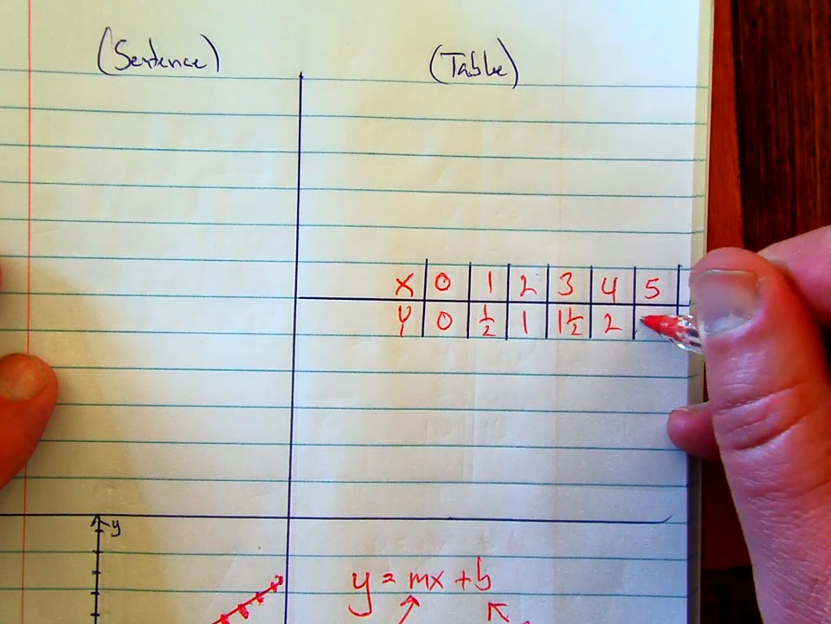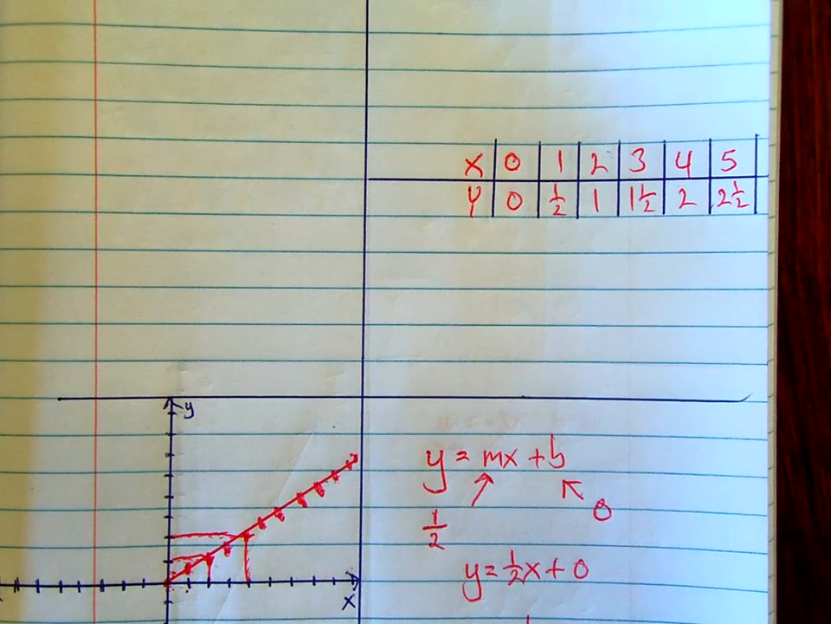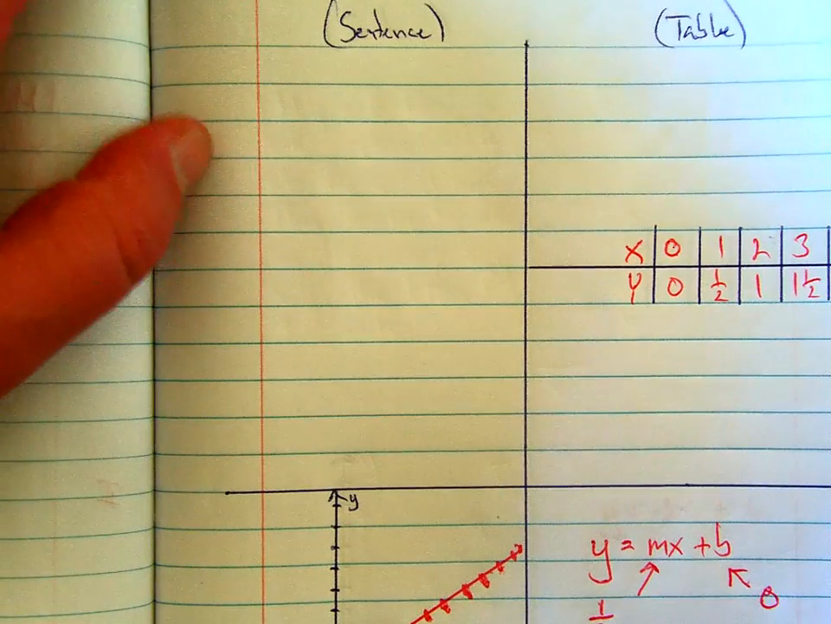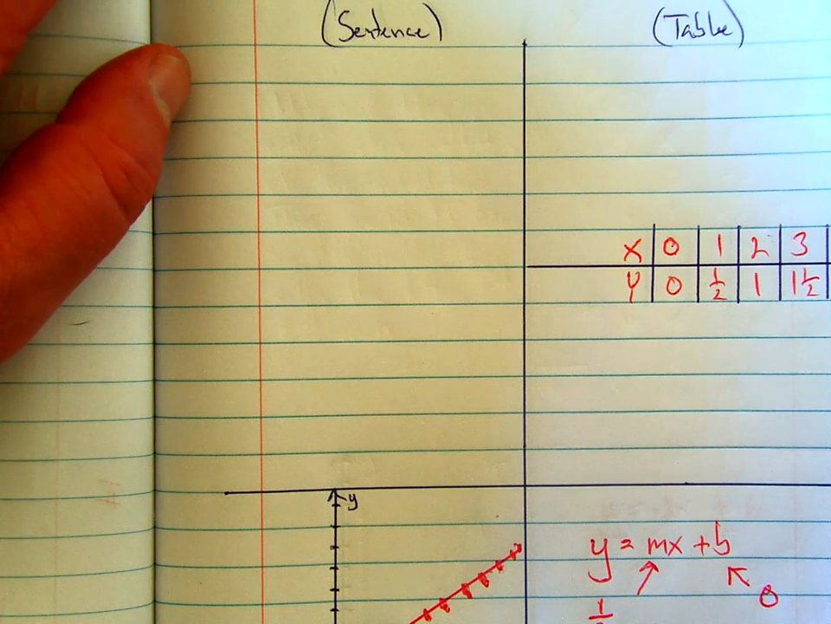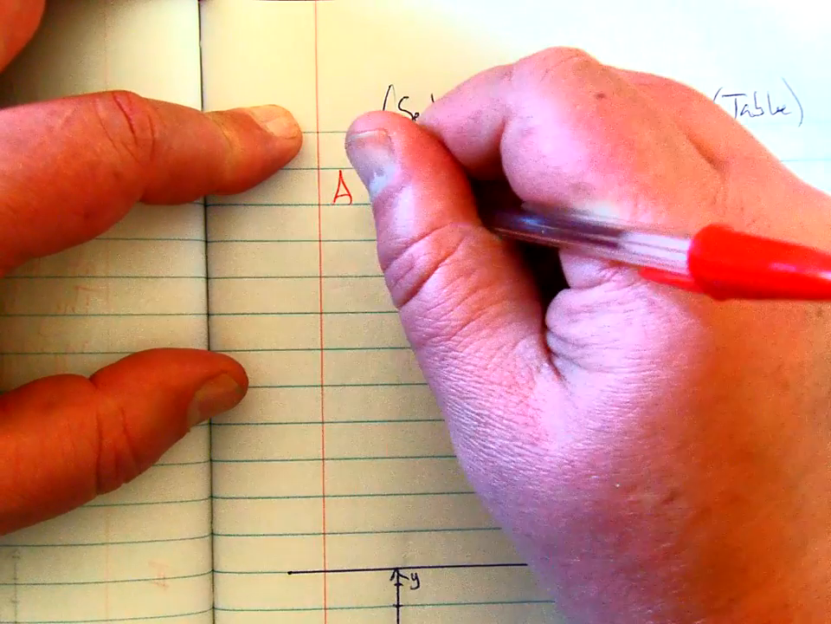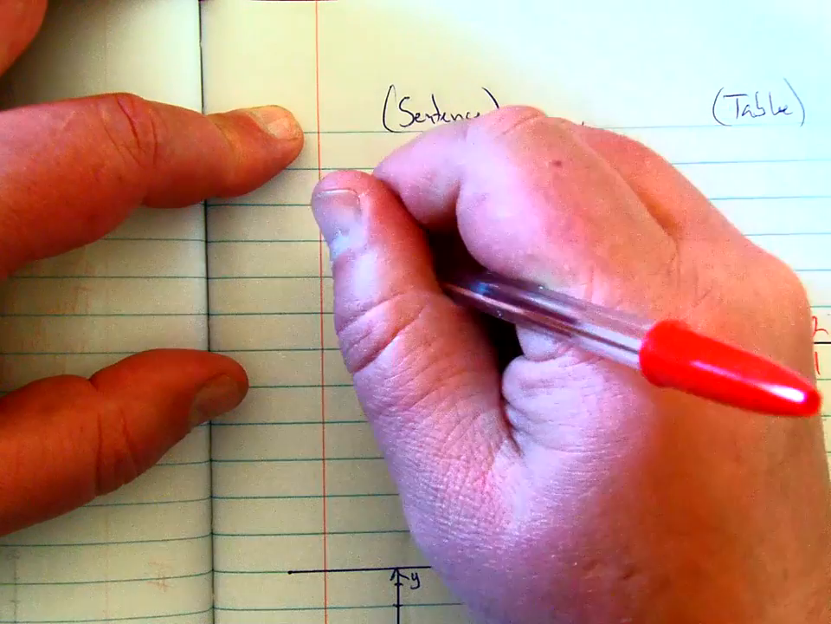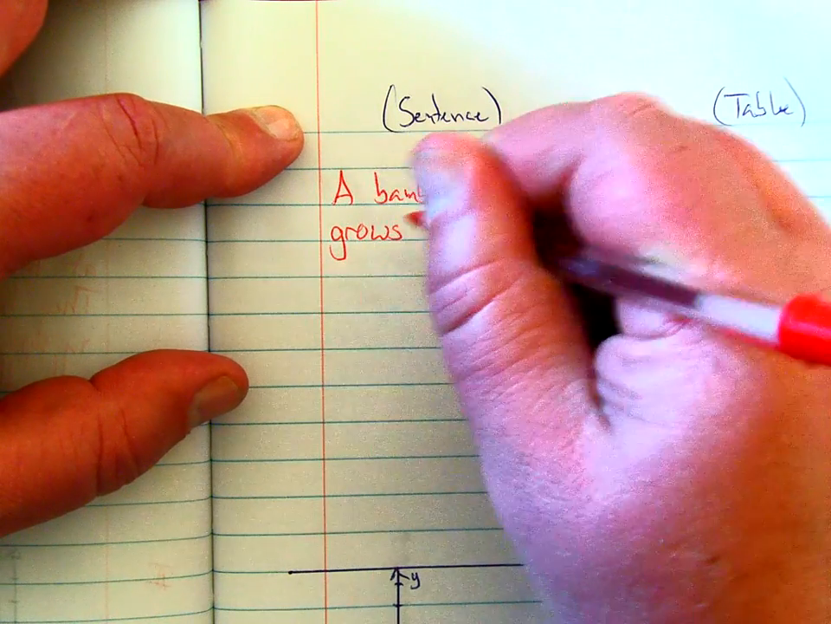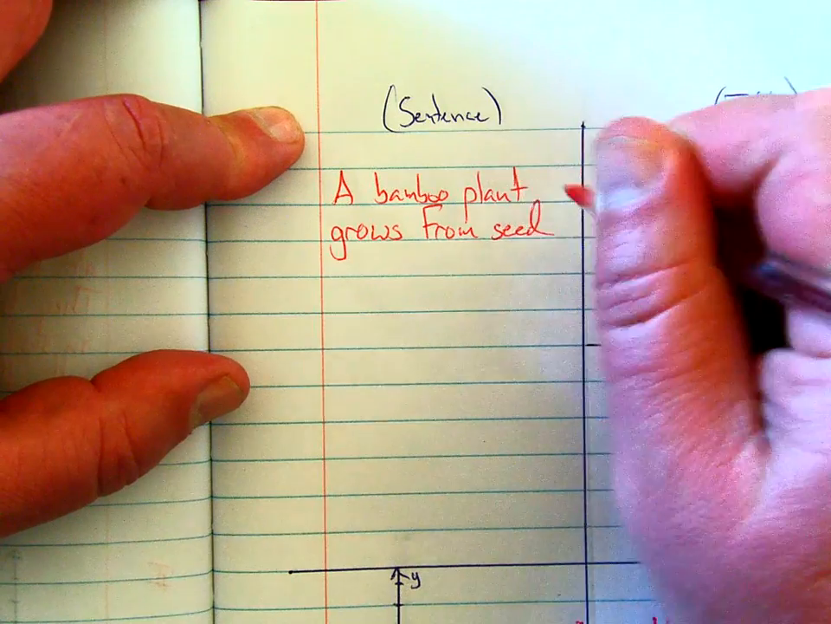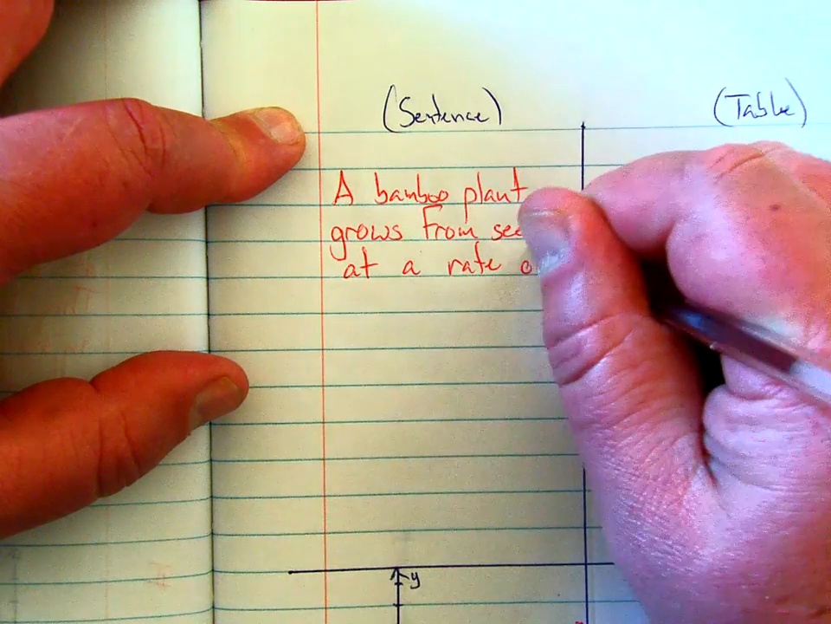Now, probably the trickiest part of this, trickiest for me, is taking an equation and turning it into a sentence. So I need something that starts off at 0 and goes up by a half of something per interval. I'm going to think of a bamboo plant that grows from a seed at a rate of a half inch per day.